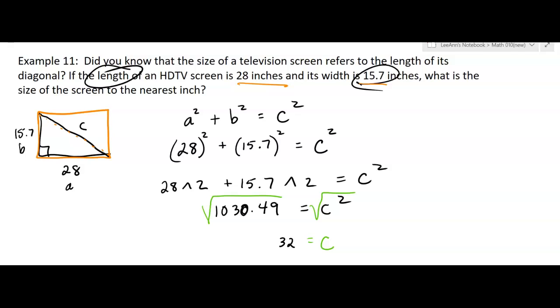It's 32.1012, but it's rounded to the nearest inch. It's a 32-inch TV screen. Okay, and that's how we do that.